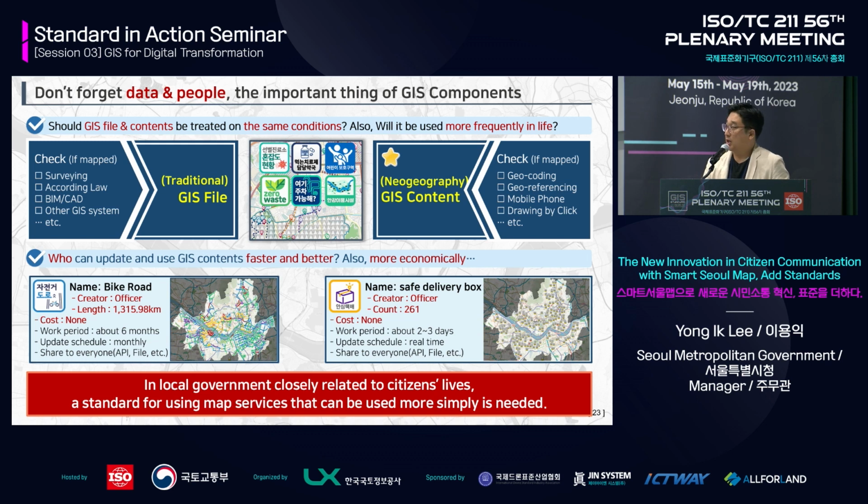You'll see the bike road at the bottom. To elaborate on the bike road concept, a single officer drew all this. After working hours, the officer made efforts drawing all these lines that are actually bike roads in Seoul. And it took about 6 months.